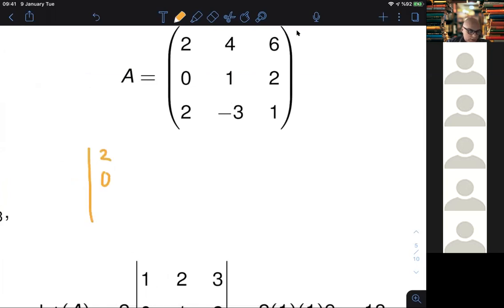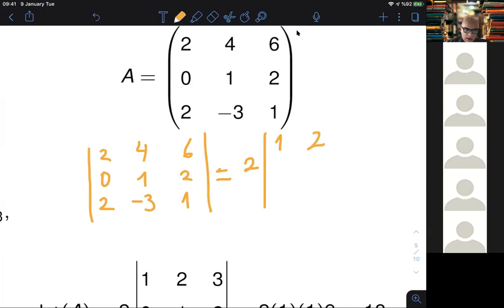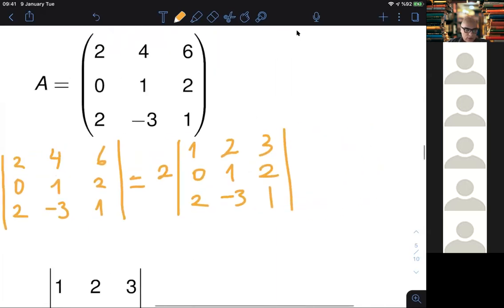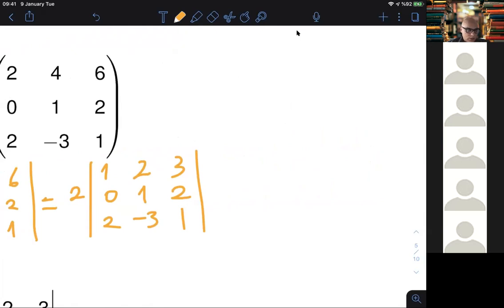Let's write here 2, 0, 2, and then 4, 1, -3, 6, 2, 1. So this determinant is twice the determinant which has half the first row: 2, -3, and 1. These two sides are equal. And next, what do we do? Now we try to make this entry 0, right? How do we do that? To do that, I have to multiply the first row by -2 and then add it to the third row and write this instead of the third row. And if I do this operation, I know that the determinant will not change, okay?